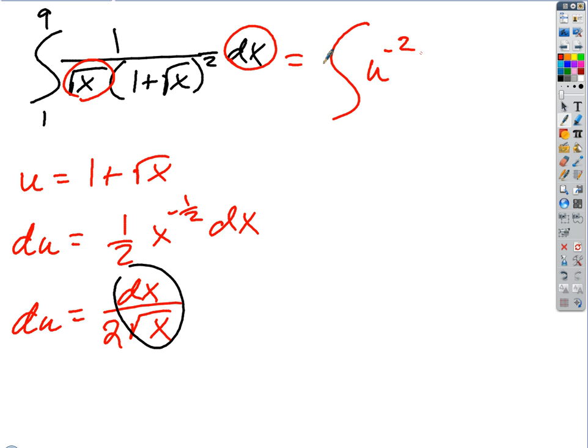2 times du. Okay, so we get 2 times du. But we got a definite integral here. So remind me, what do we want to do with this? Now we could get the answer, reverse the substitution, and then evaluate it from x equals 1 to x equals 9.